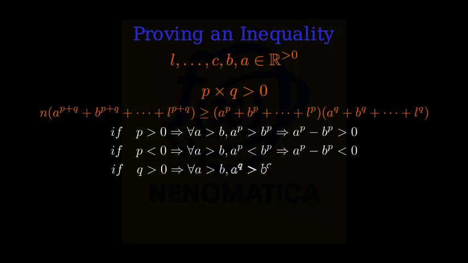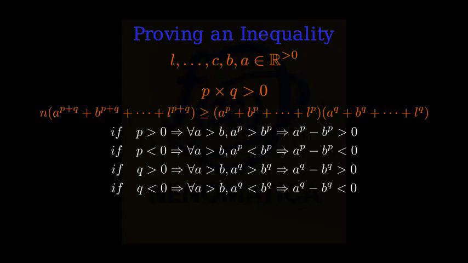If q is greater than 0, then for all a greater than b, a to the power of q is greater than b to the power of q, which implies that a^q minus b^q is greater than 0. And if q is less than 0, then for all a greater than b, a^q is less than b^q, which implies that a^q minus b^q is less than 0.